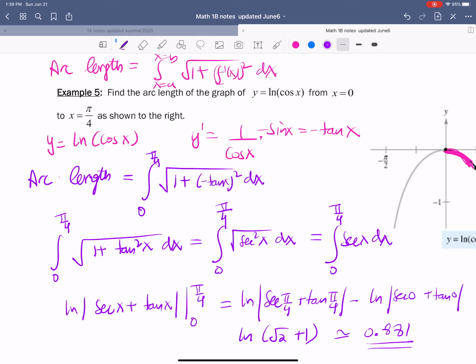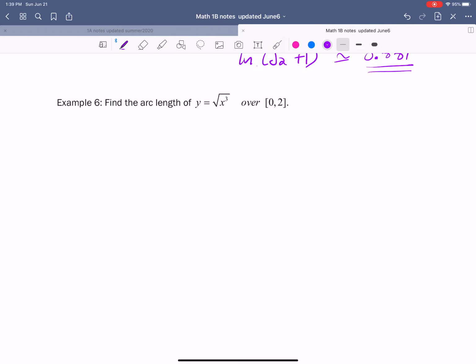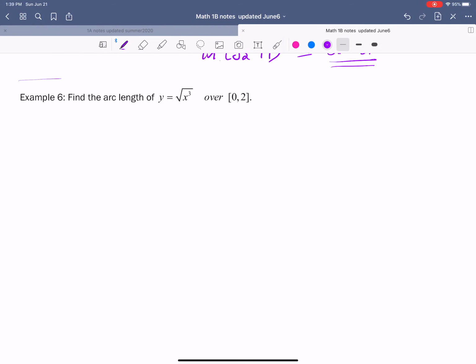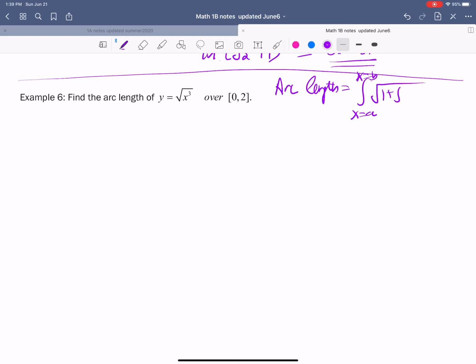All right, next example, let's check this one out. This was number 5. Here's number 6. Find the arc length. Again, we are given y as a function of x. So the arc length formula would be the integral from x equals a to x equals b of the square root of 1 plus f prime of x squared dx. Okay, y is equal to x to the power 3 halves. I like it written in terms of an exponent. It's easier for me when I do the derivative or integration.